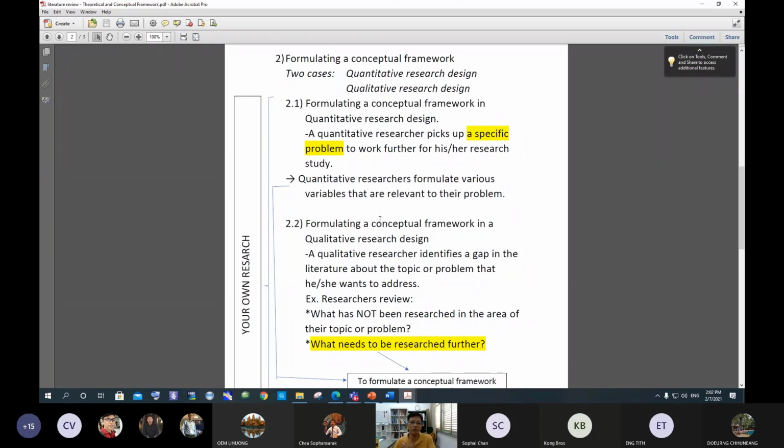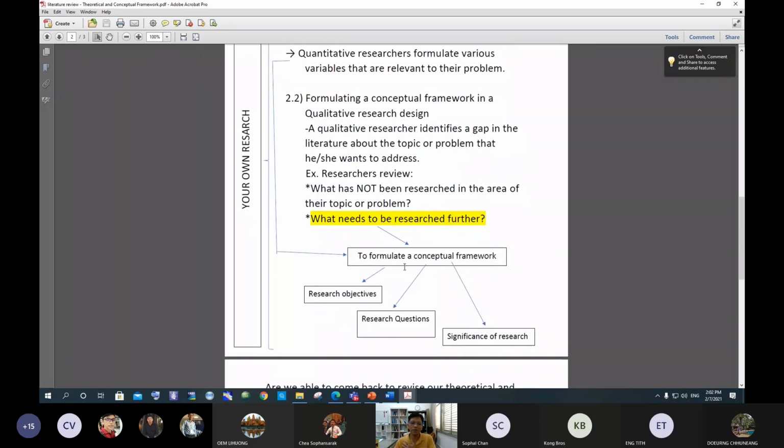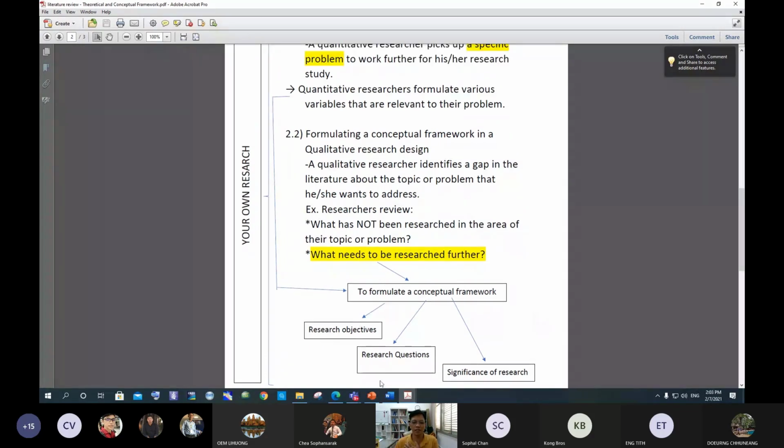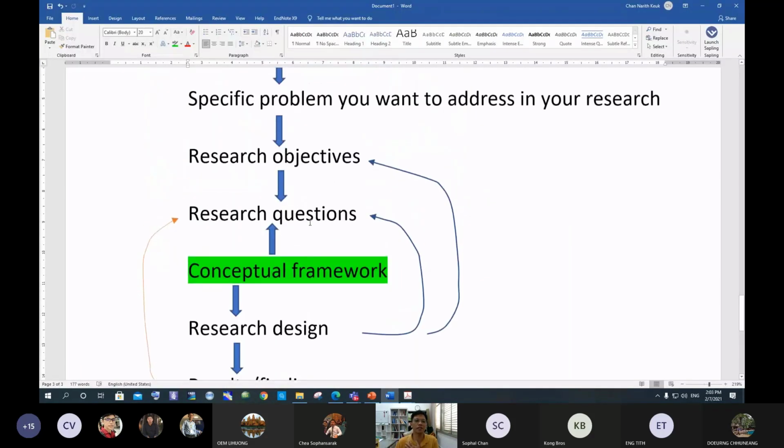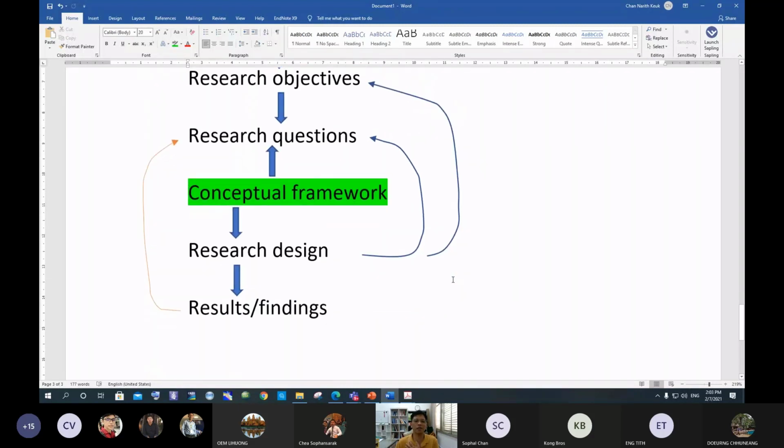In this example, I highlight some of the things that need to be researched further. What needs to be researched further can form your conceptual framework. Then your conceptual framework informs the research objective, research question, and significance of research. That's what I draw in this line together.